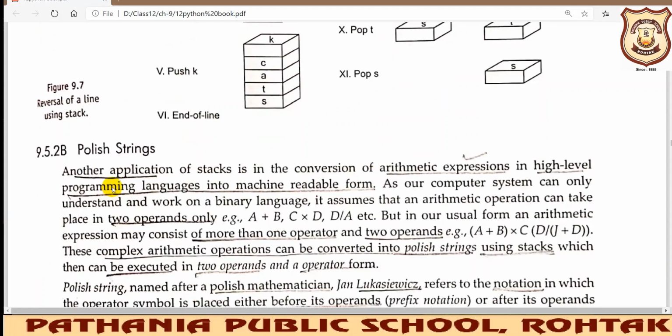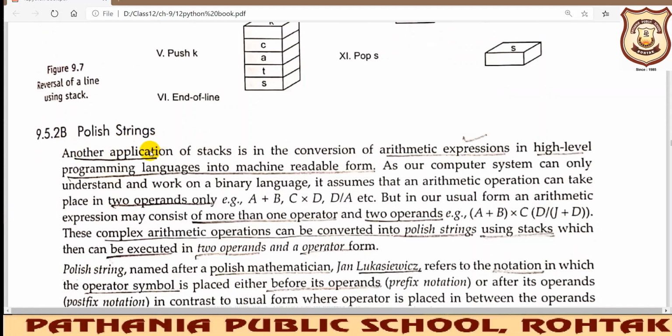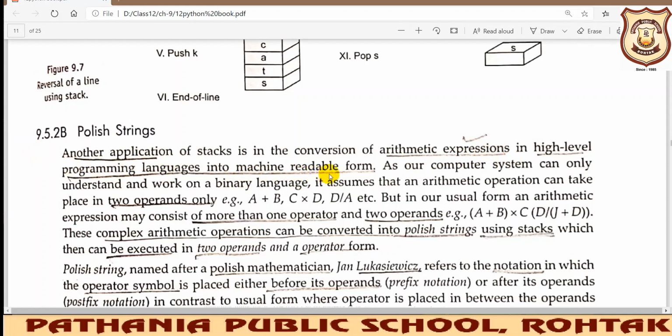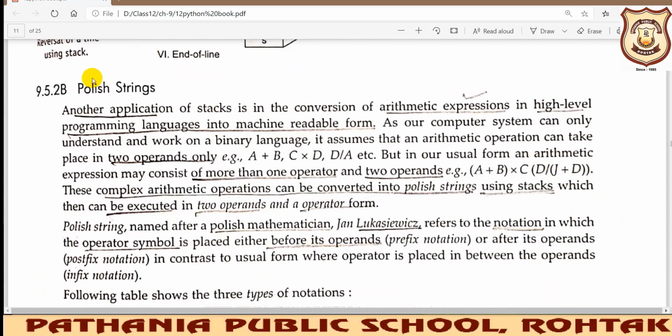Fine. Next is the polish string. Another application of stack that you can find in your day-to-day life is conversion of arithmetic expressions in a high-level programming language into machine-readable form. We are dealing with arithmetic expressions like this in our mathematical problems in day-to-day life. So we can use this polish string notation, which is actually an application of stack only, with the help of which we can solve these types of complex arithmetic expressions also.